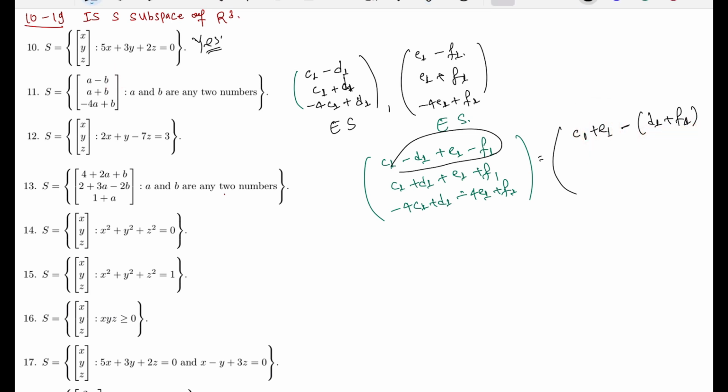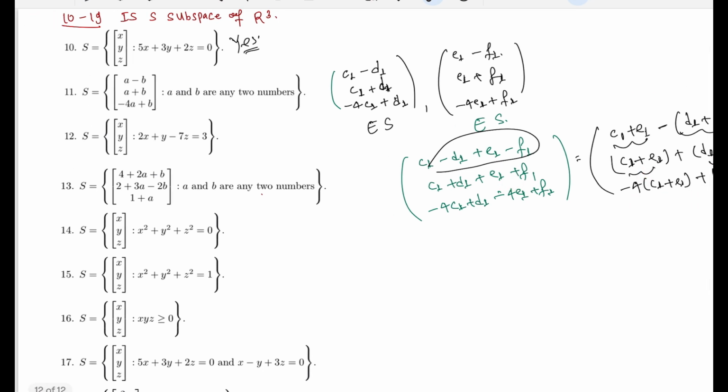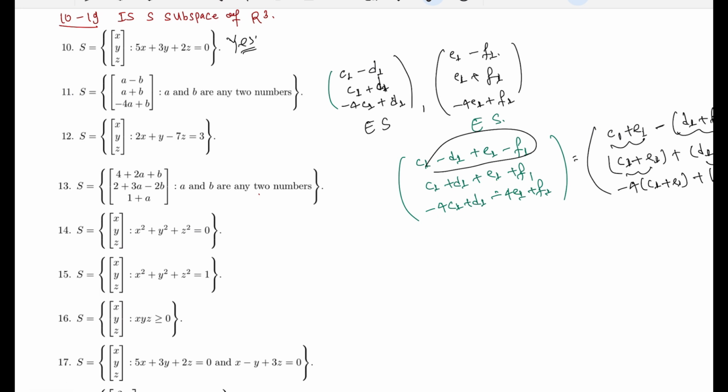Look at this first component. Similarly we can do for this, c1 plus e1, plus here we will have d1 plus f1, right? So these are the same, and you can do for minus 4 times of c1 plus e1 and plus d1 plus f1, right? So we have the same form, right? So this addition also belongs to this particular set S, and you can again check for the scalar multiplication also, so that will also belong to this set S. And yes, this is a subspace of R cube.